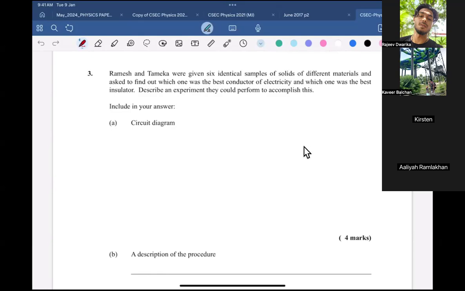Aliyah, let me know what's going on. I draw a circuit, right? Mm-hmm. But I don't know. Submit. I'm going to fix it and then I'll send it. All right.